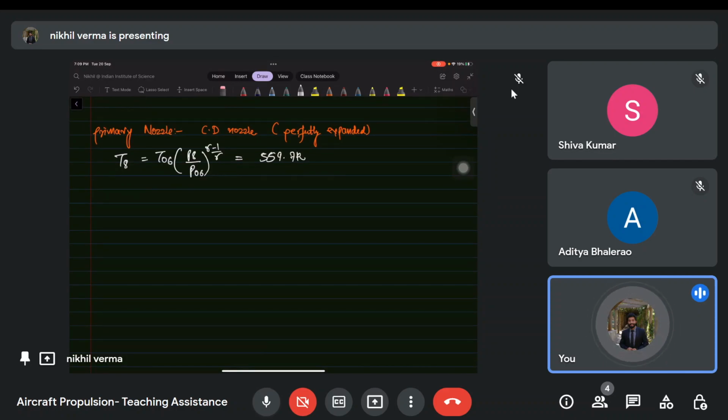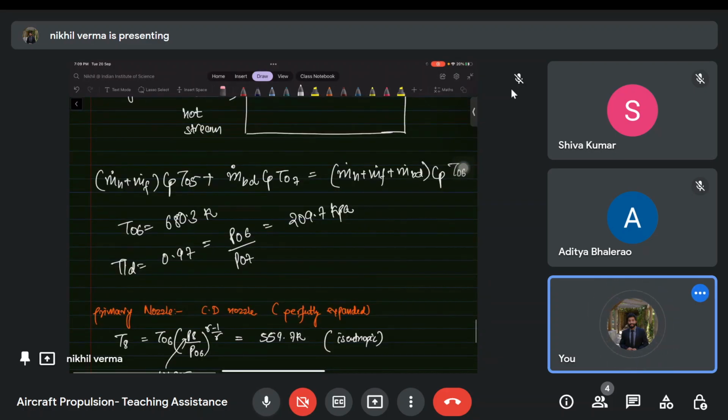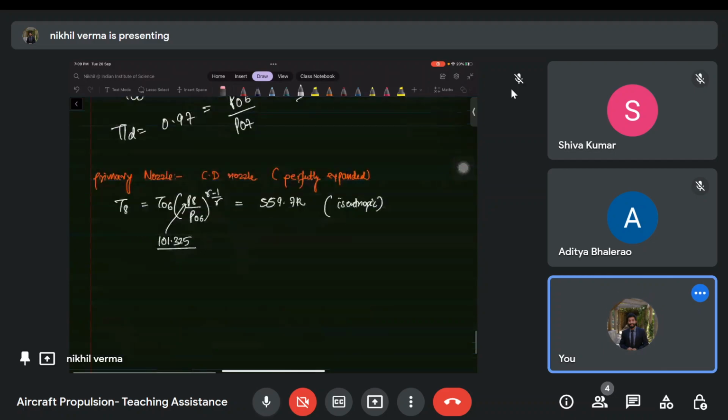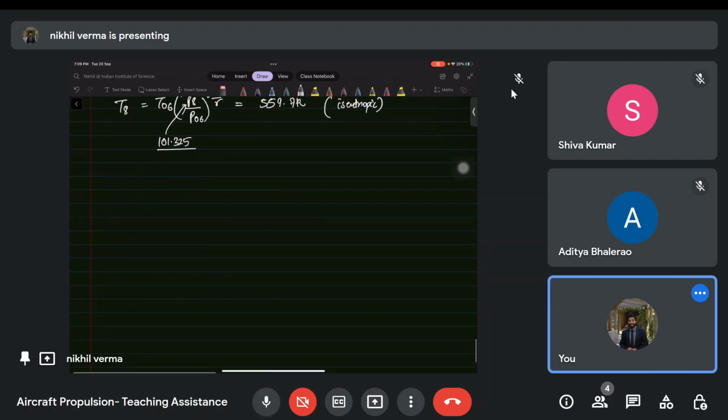So this is if you assume that it is an isentropic flow. Okay, but in real case, this P8 is just 101.325, and P naught 6 we know, this is 209. So with this we have T8, assuming that it is isentropic flow, but efficiency of nozzle is given.